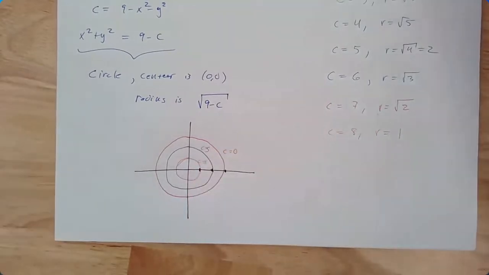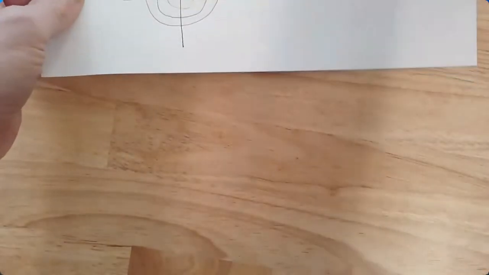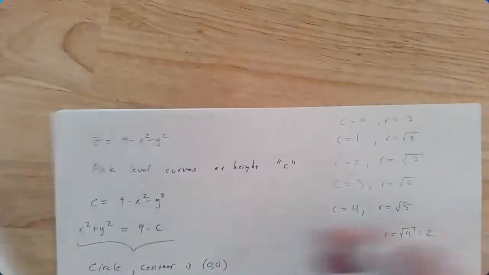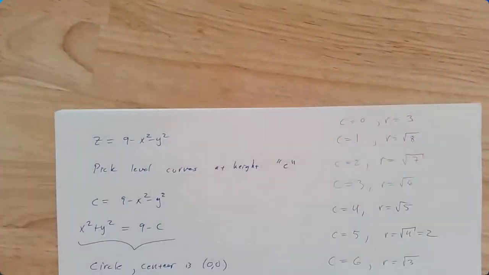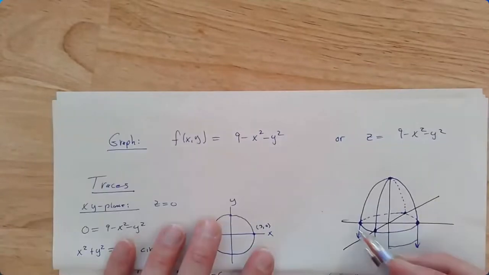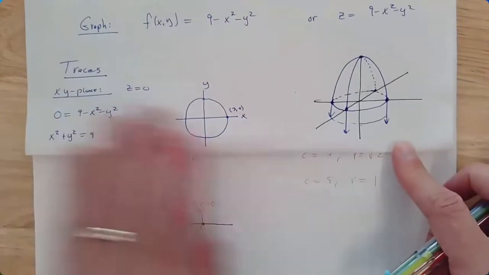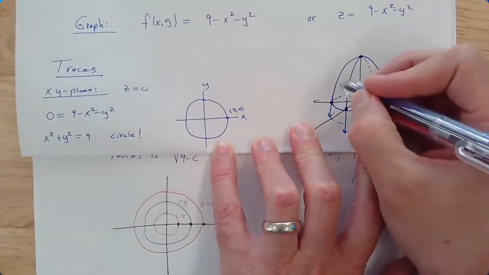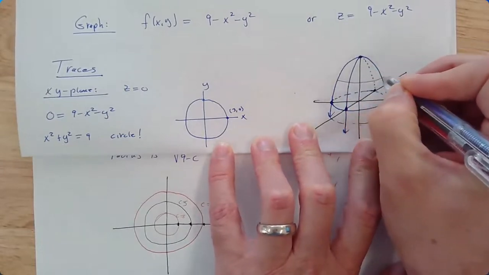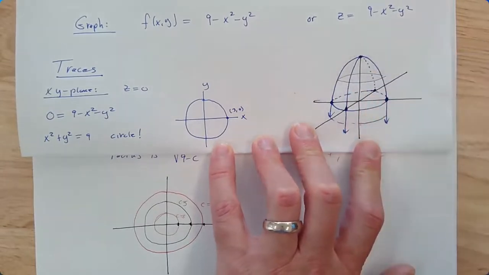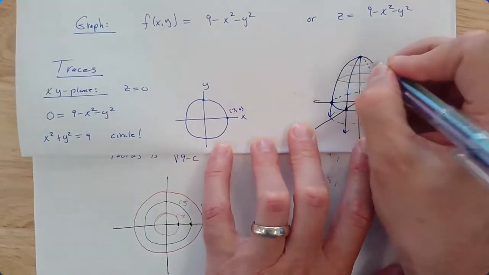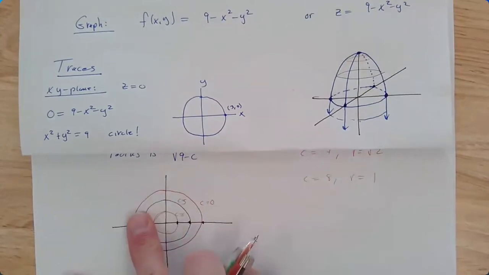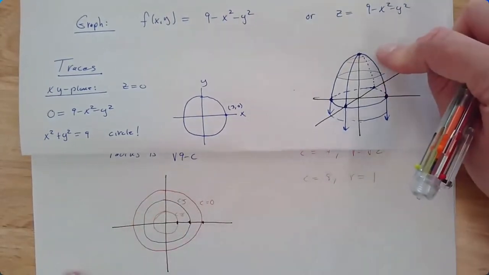Which makes sense because as you go higher on the curve, here at the bottom, you have a circle of radius 3. And then as you go up, as I go up to 5, here's my circle of radius 2. As I go up to 8, here's my circle of radius 1. So that's the idea, that these level curves here correspond to those level curves there.